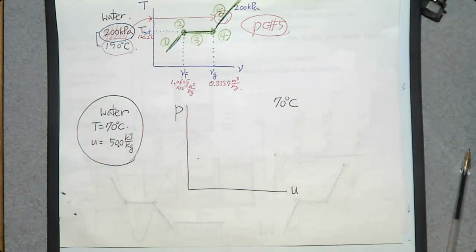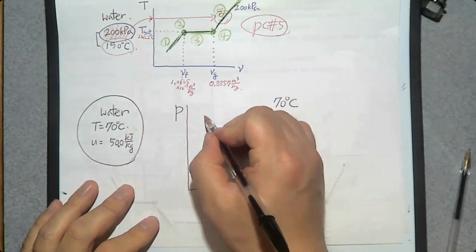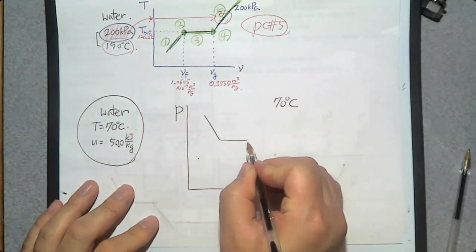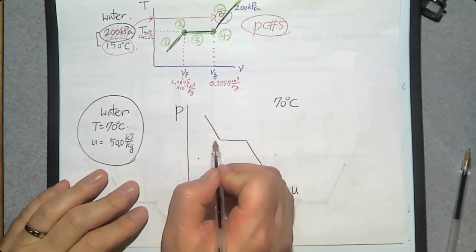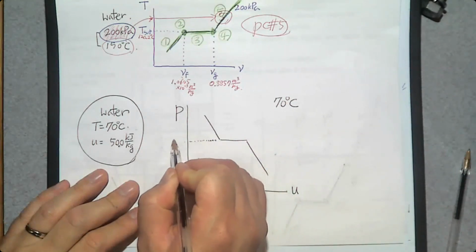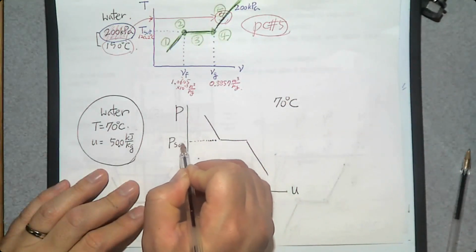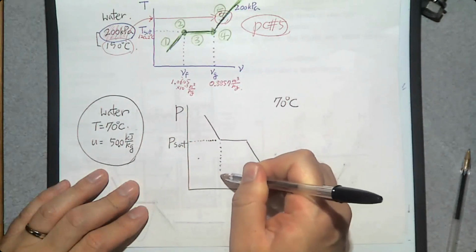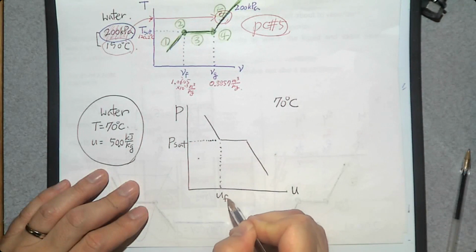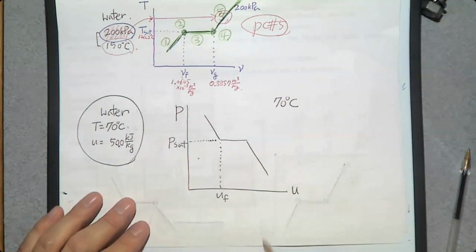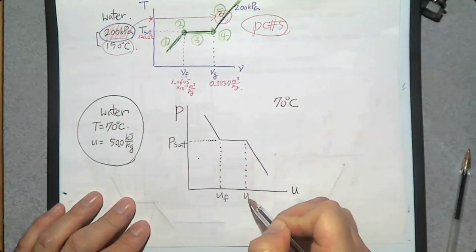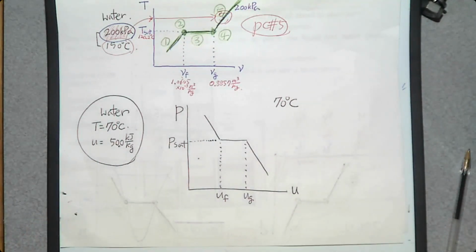Like this one? No, it is the upside down of this temperature diagram. So at this time, this is going to look like this. To complete this PU diagram, we need to find how many? 3 properties. This one, on the vertical axis, P sat, saturation pressure. And another one here, UF, the specific internal energy of saturated liquid. And the last one, UG, the specific internal energy of saturated vapor.